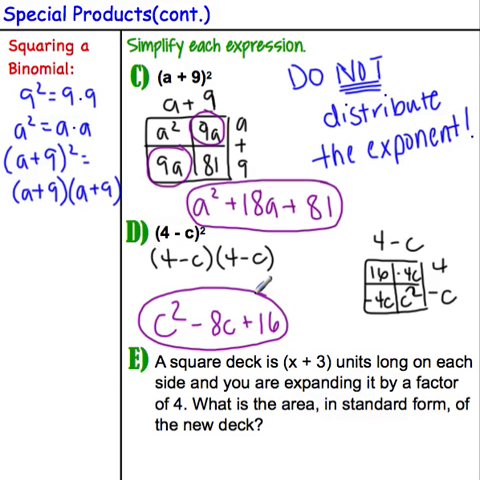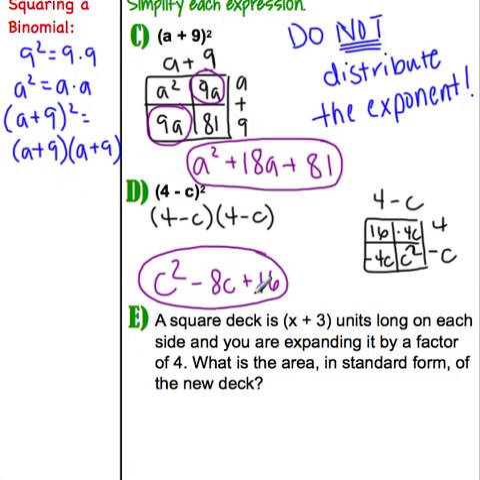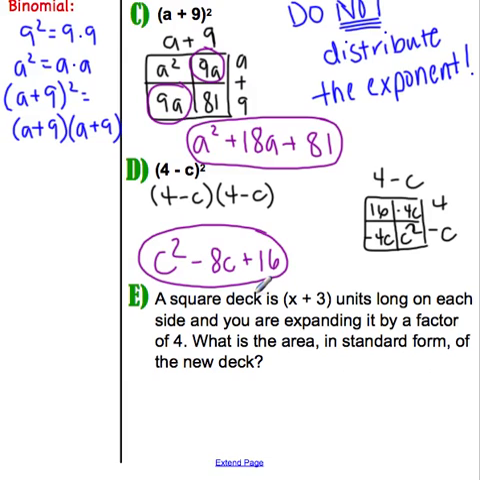That last piece, we now have a word problem. We have a square deck that's x plus 3 units long on each side. You're expanding it by a factor of 4. What is the area in standard form of the new deck? So if we draw a picture of this, we've got our square deck. I realize that's not a square, but forgive me. Square deck, x plus 3 units on each side.